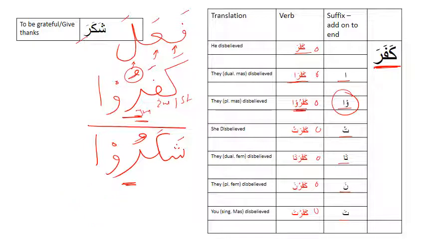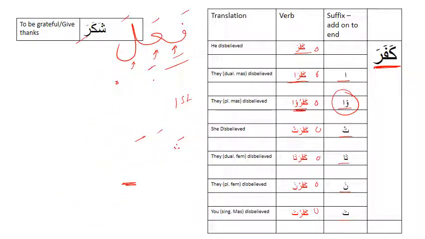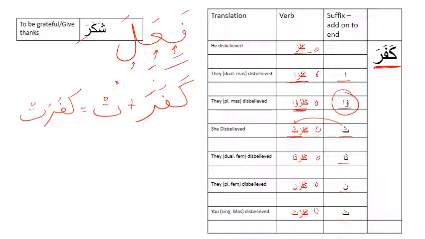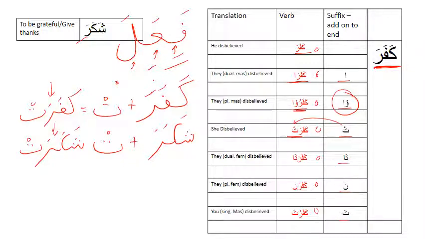Let's continue doing it. Over here in kafarat, all you need to do is add a ta at the end. So kafara plus ta equals kafarat. Same thing with shakara. Shakara plus ta equals shakarat. Shakarat: she disbelieved, she was grateful. And same thing here, kafarata, you just add a ta at the end.